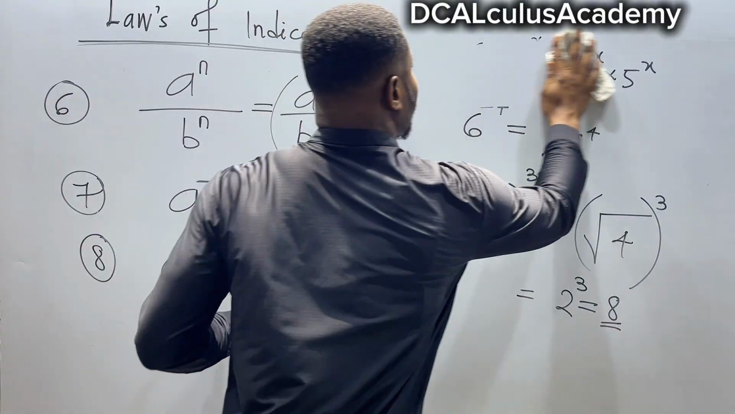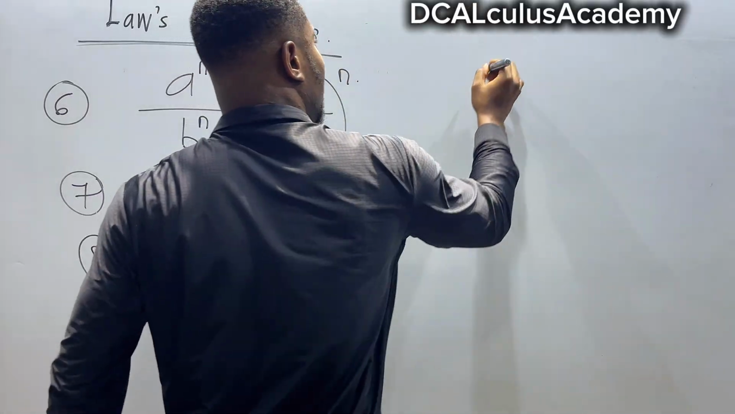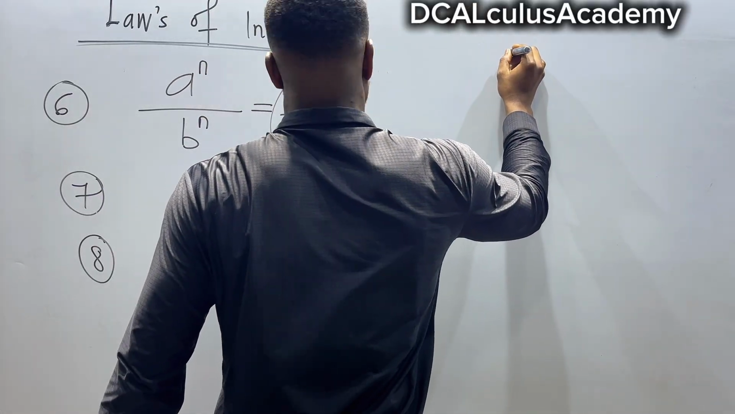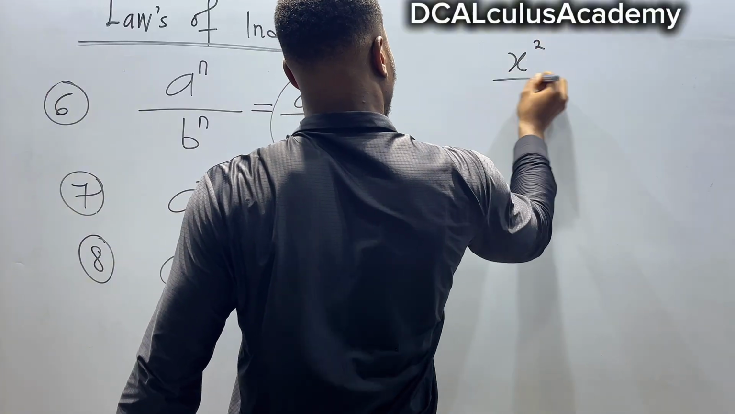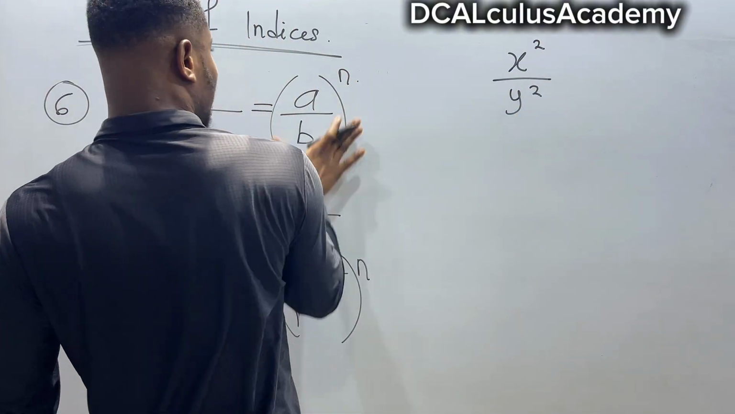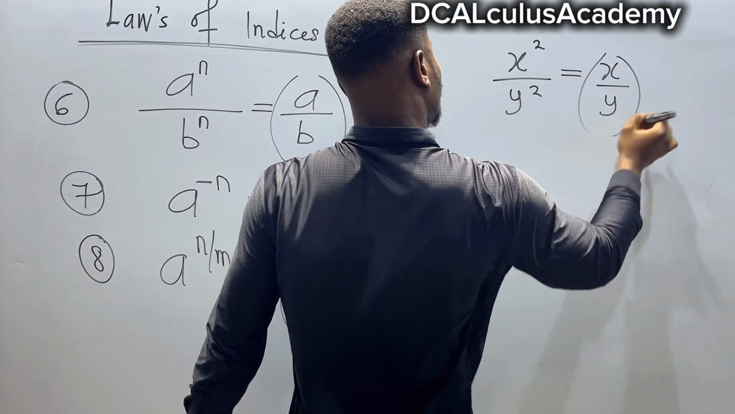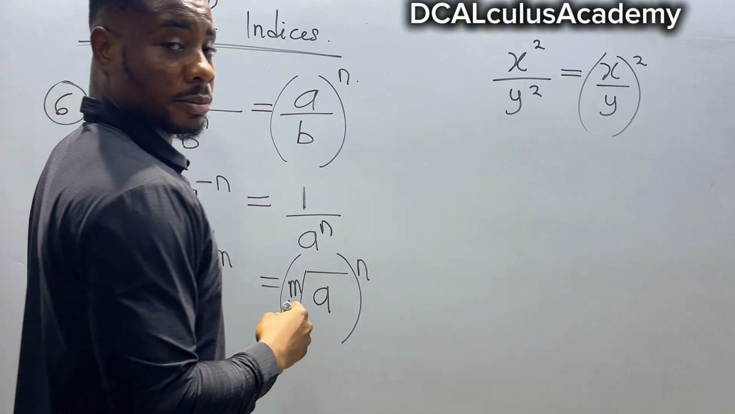Now, if I wanted to apply law 6, let's assume that we have x to the power of 2 over y to the power of 2. This is the same thing as saying x over y all to the power of 2. Okay? This is it.